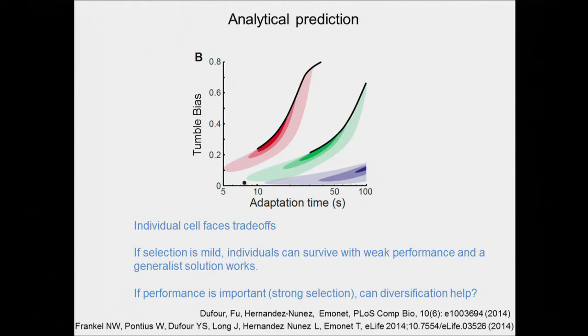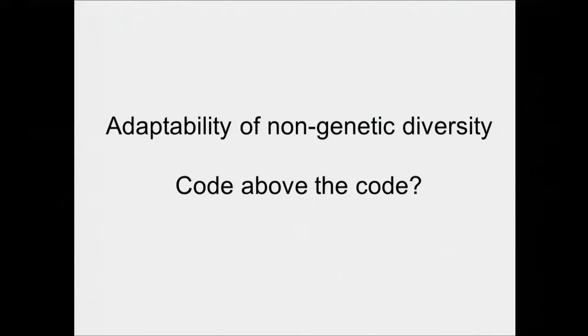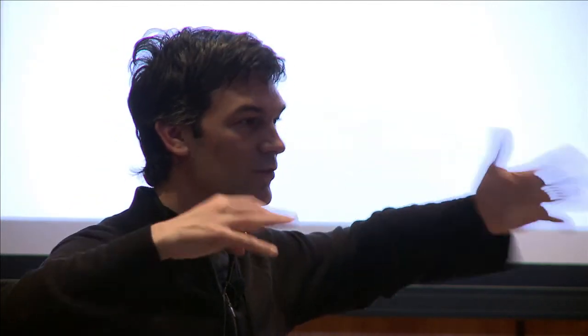These ideas are further explored in these papers. I don't really have the time to go on. I had something about the code above the code, but we can discuss it. The question is, these cells. Depending on the environment, selection could shape this distribution to a generalist solution or to a specialized solution, depending on the trade-off that you face.